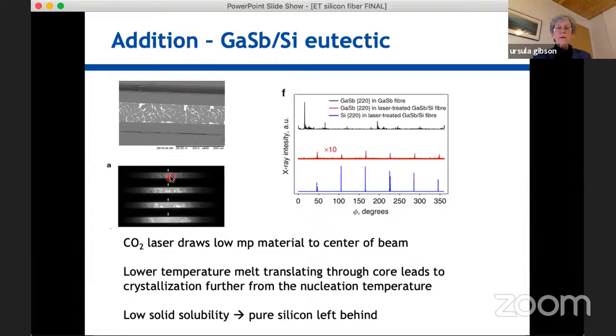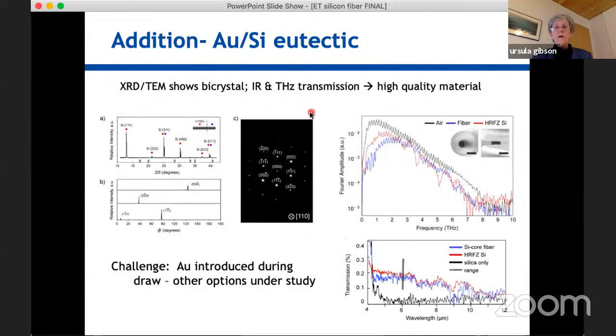When we heat with the CO2 laser, we draw together the lower melting point material. We can translate this melt zone through the material and leave behind single crystal silicon. And very little of the gallium antimonide is left behind. So gallium antimonide is a little complicated because it leaves all sorts of carriers behind. So we moved to looking at gold silicon eutectic.